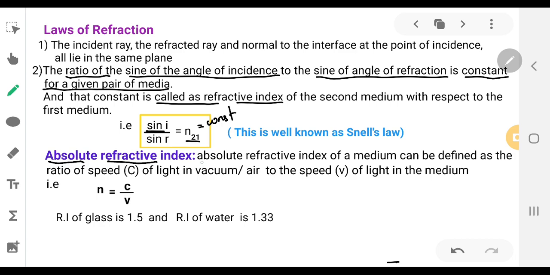The absolute refractive index of a medium is defined as the ratio of the speed of light in vacuum or air to the speed of light in the medium. If you take a ratio, you are comparing. So you are comparing the velocity of light in any medium with respect to the velocity of light in air or vacuum.